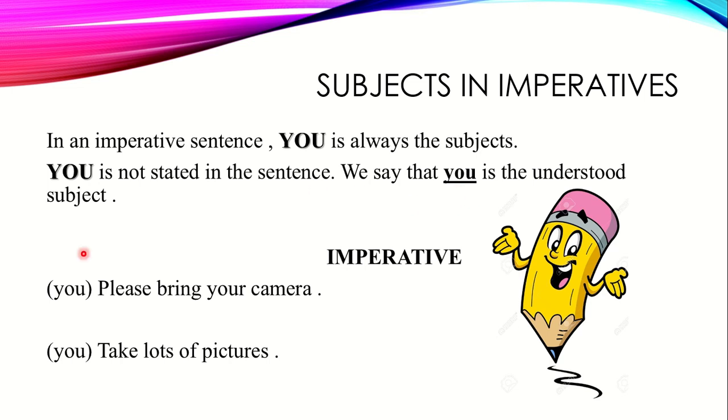We have some examples here. You does not appear in the sentence. If you know it, it begins with a capital letter. Please bring your camera. Who performs the action? You, because he's giving you an order. Remember, imperatives begin with the verb. Take lots of pictures. The subject is you. Whenever you have an imperative sentence, the subject will always be you. That's a very short class, so I want you to copy that in your notebook.